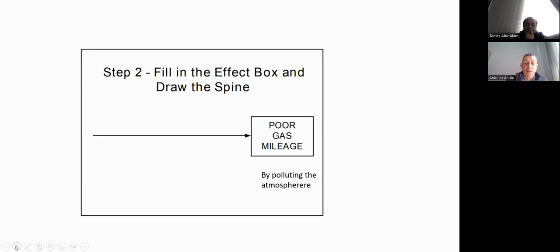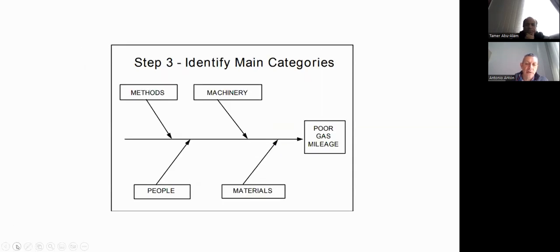Why is it that a very typical car has poor gas mileage? By solving it, we try to solve the pollution of the atmosphere as well. So this is a company car that studies why the cars have poor gas mileage, just to try to solve it. Well, the same. This is the first step.